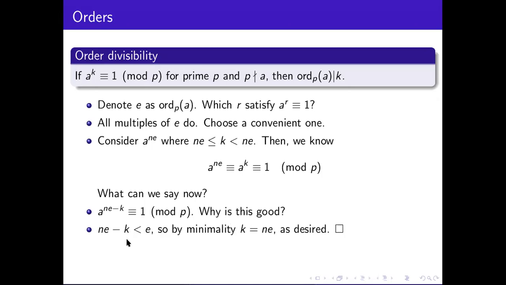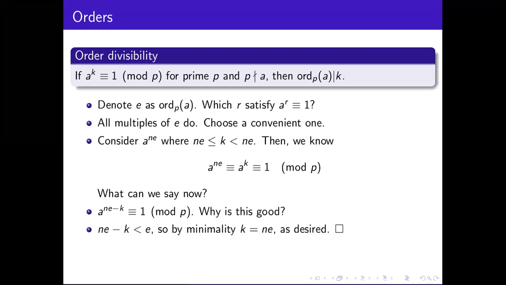So we know that k minus ne is less than e, since of how we defined n times e. In fact, k minus ne is going to be the remainder when k is divided by e, so it has to be less than e. So now by minimality, k has to be equal to ne, since this quantity is less than e, but e is minimal. So that means this quantity has to be 0.